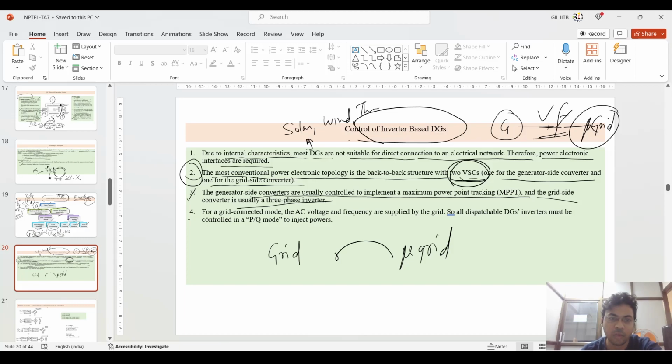And the fourth point is such that for a grid connected mode, the voltage and frequency are supplied from the grid.